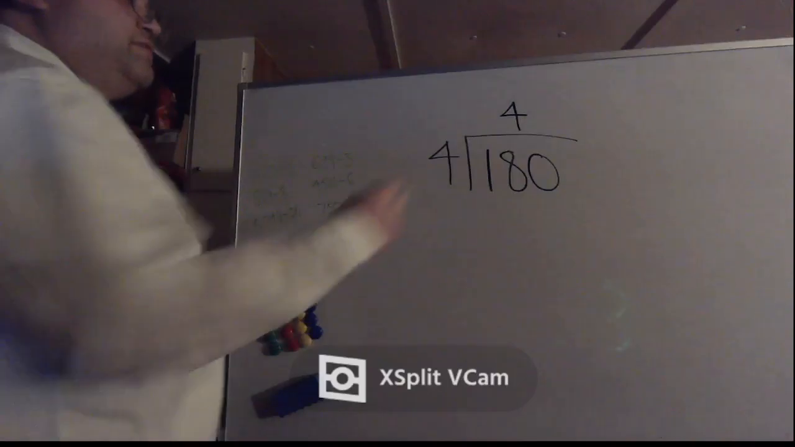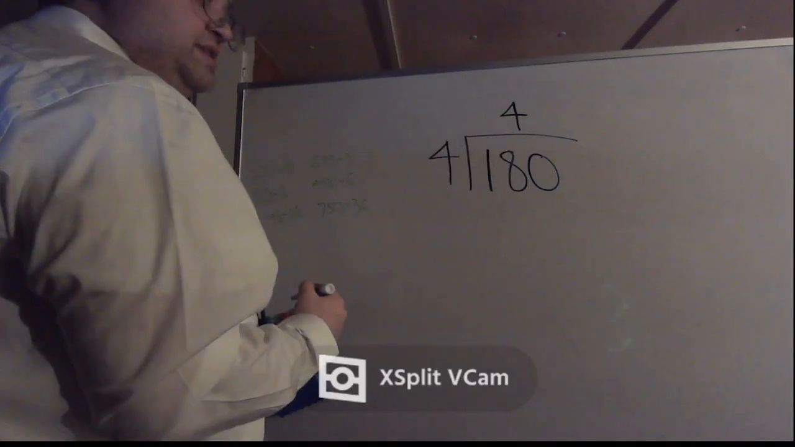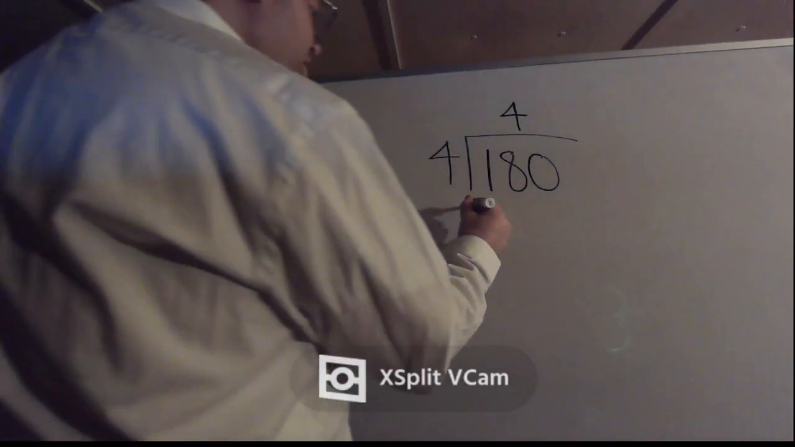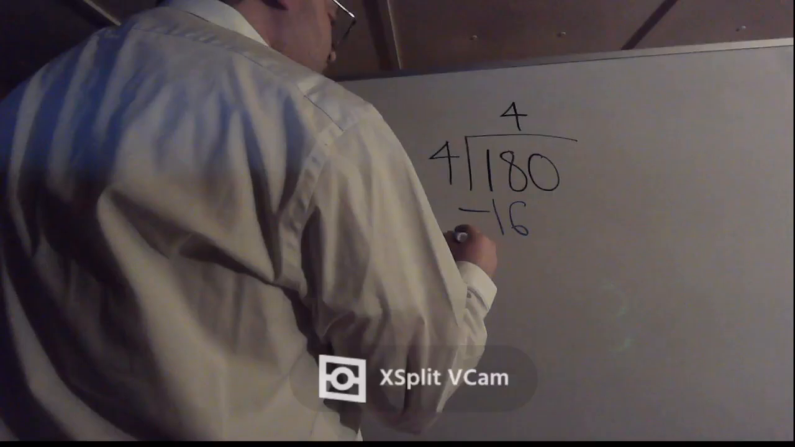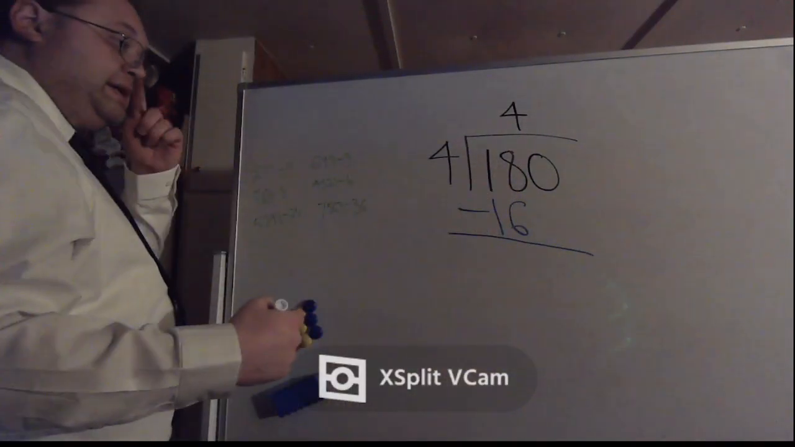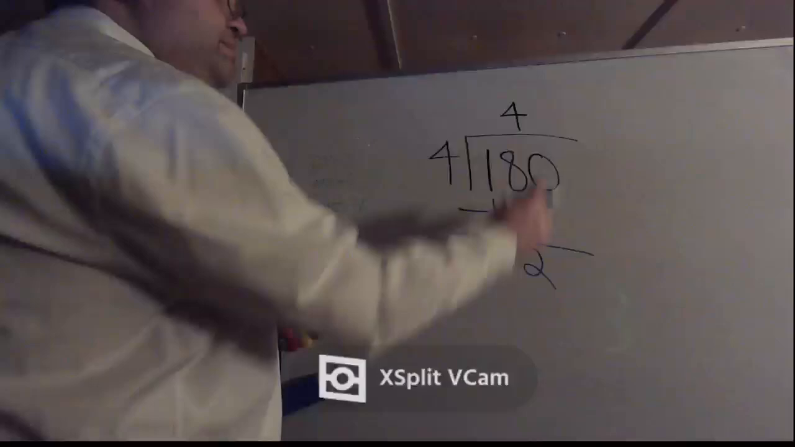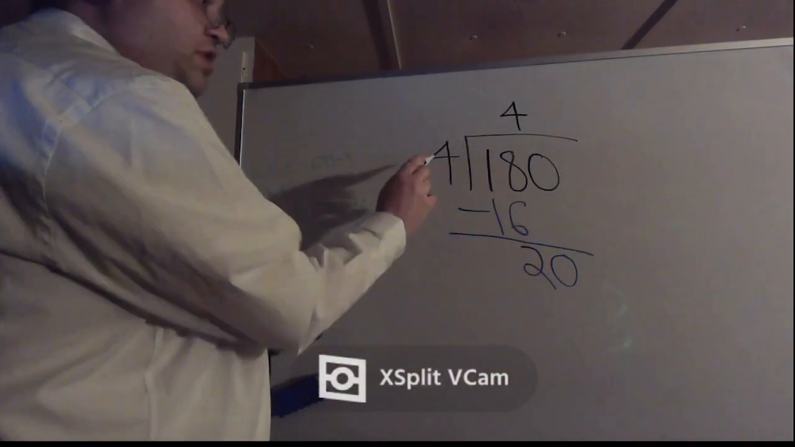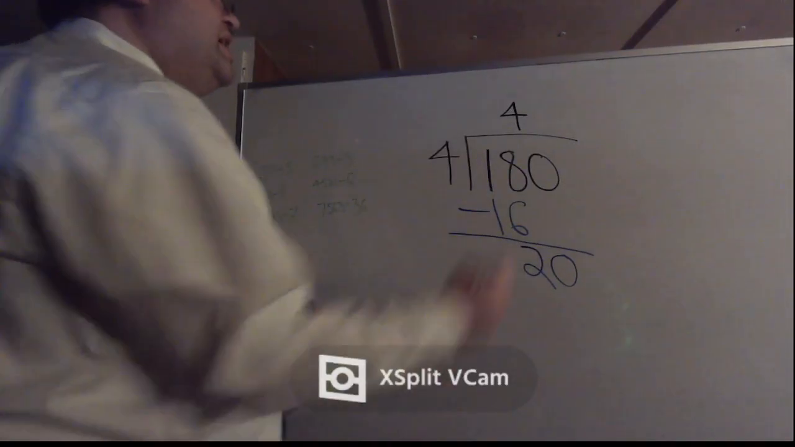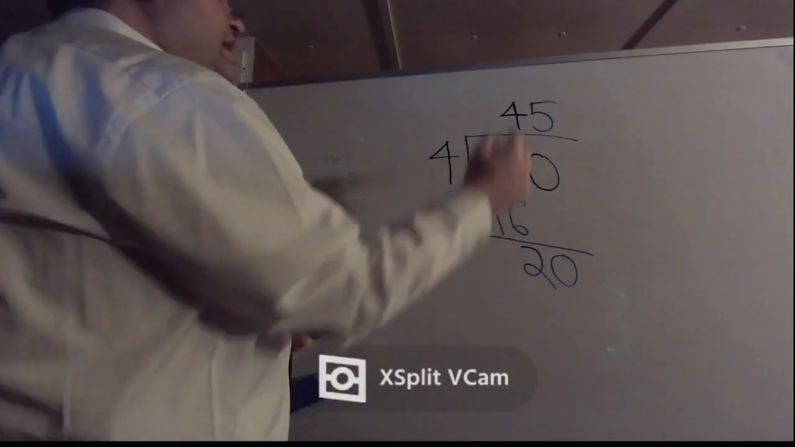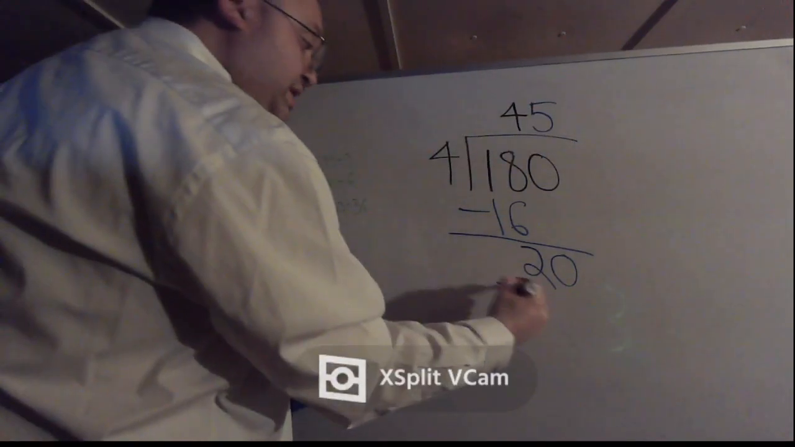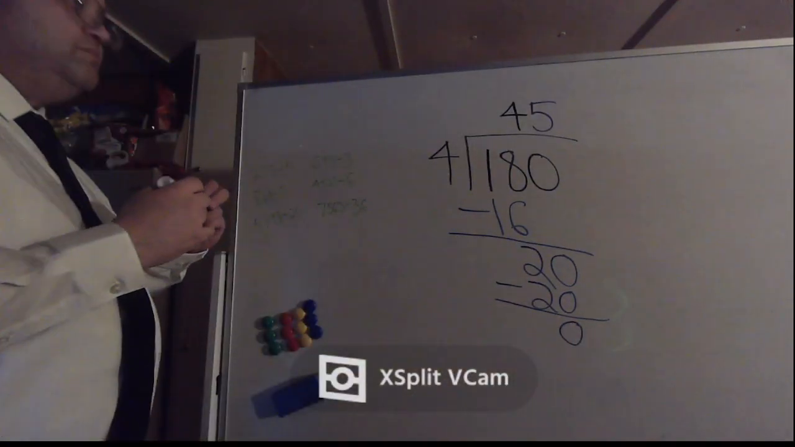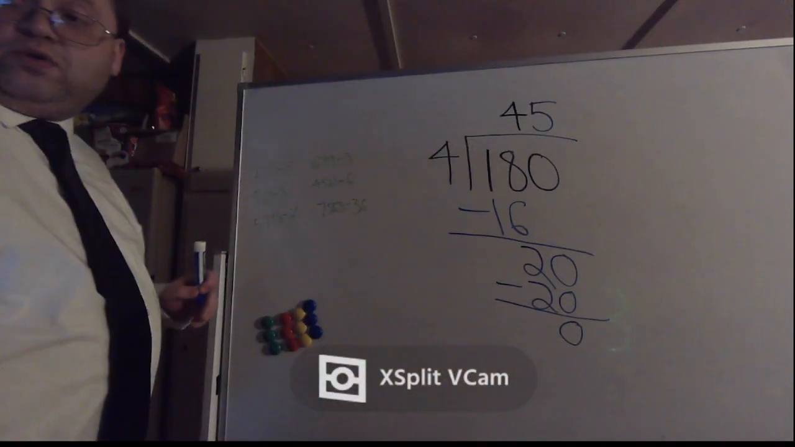So now you'll have 4 times 4, which is 16. I suppose I better write in blue ink. 4 times 4 is, in fact, 16. So you'll subtract the 16 from that 18, you'll get 2. Now you drop down the 0 in the next place over from the dividend. You get 20. 4 goes into 20 how many times? 5. Now you do 5 times 4 is 20. What is 20 minus 20? 0. So 4 goes into 180 45 times.